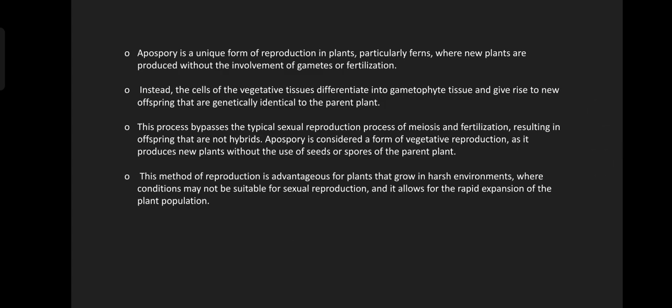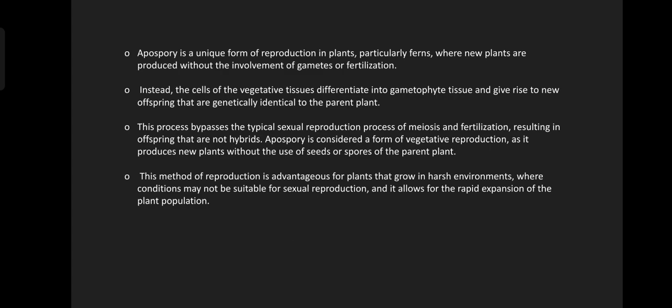where new plants are produced without the involvement of gametes or fertilization. The cells of the vegetative tissues differentiate into gametophyte tissue and give rise to new offspring that are genetically identical to the parent plant. This process bypasses the typical sexual reproduction process of meiosis and fertilization, resulting in offspring that are not hybrids. Apospory is considered a form of vegetative reproduction as it produces new plants without the use of seeds or spores of the parent plant.